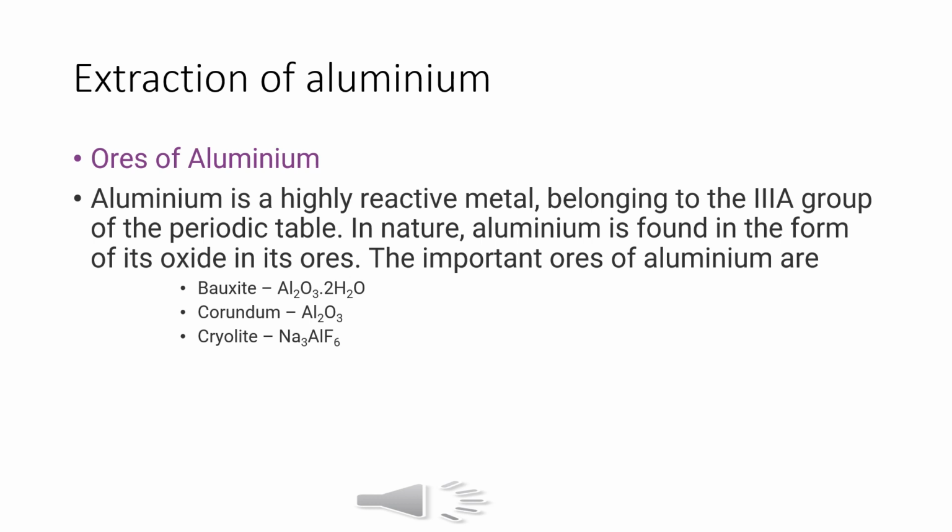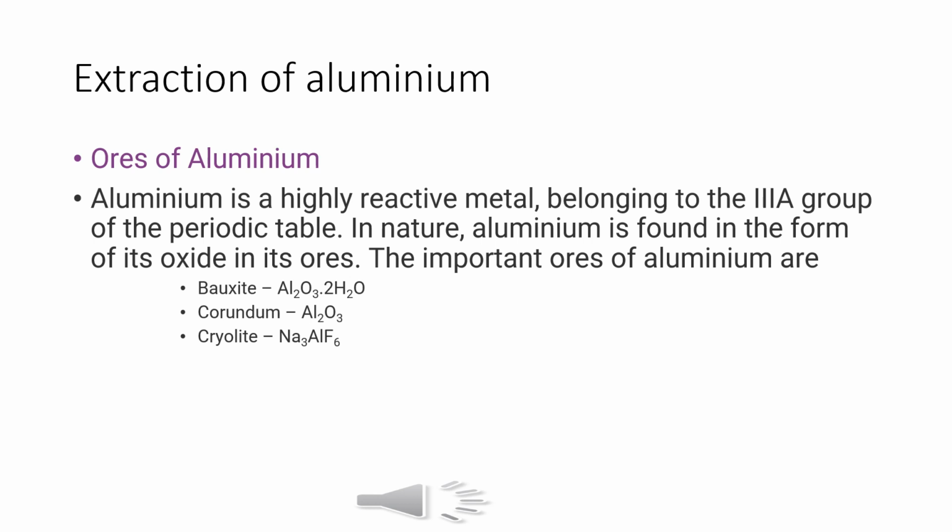So, aluminium ore. Aluminium, being a highly reactive metal, belongs to group 3A of the periodic table. What do I mean by group 3A? We have the periodic table arranged from group 1 to group 8, or from group 1 to group 18. When you go by group 1 to group 18, aluminium will belong to group 3A of the periodic table.